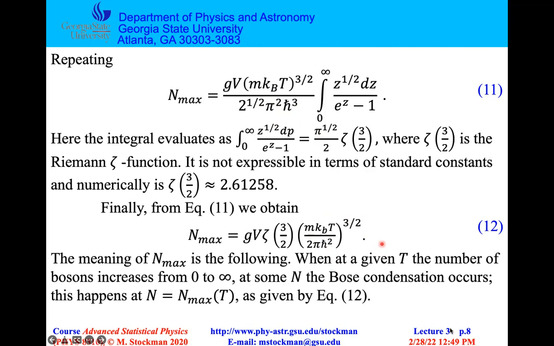So what is the meaning of n max as a function of temperature? Let me take a given T first. Increase the number of bosons from 0 to infinity, then at a certain n, which is exactly this n max of T, condensation sets in. And this is given by equation 12.